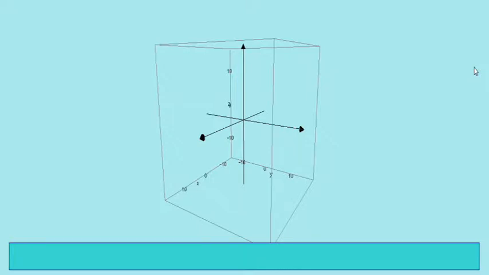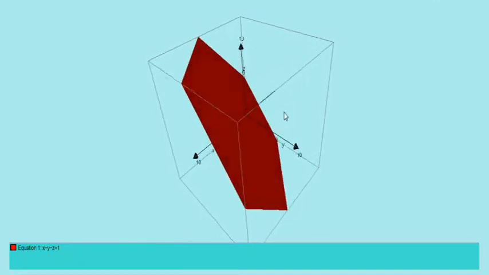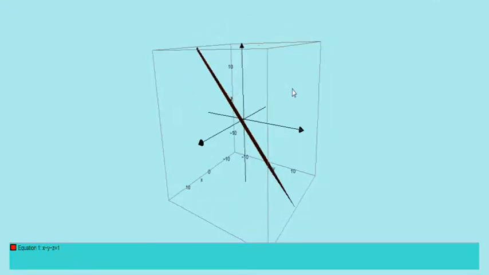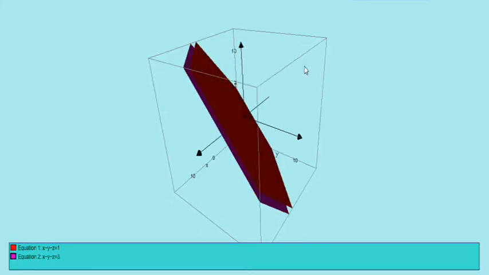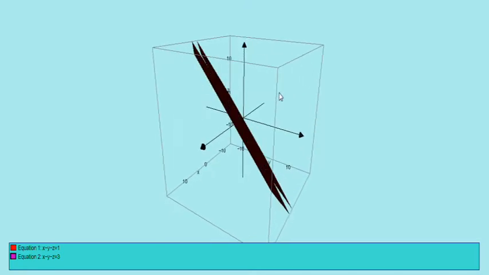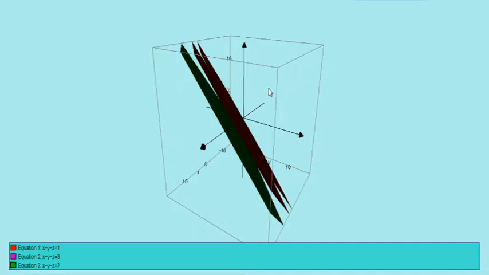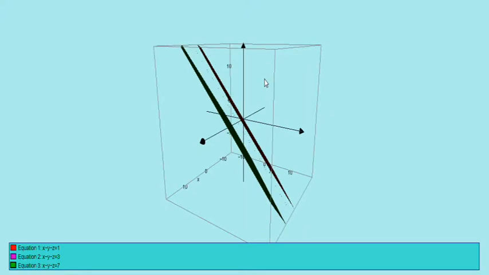Now finally, we have no solution if any planes, be it 2 or 3, are parallel, which I'll demonstrate here. Here is x minus y minus z equals 1. and if I have two other planes with the same coefficients of x, y and z, they'll be parallel. So x minus y minus z equals 3, and x minus y minus z equals 7. So all three planes parallel, no solution.